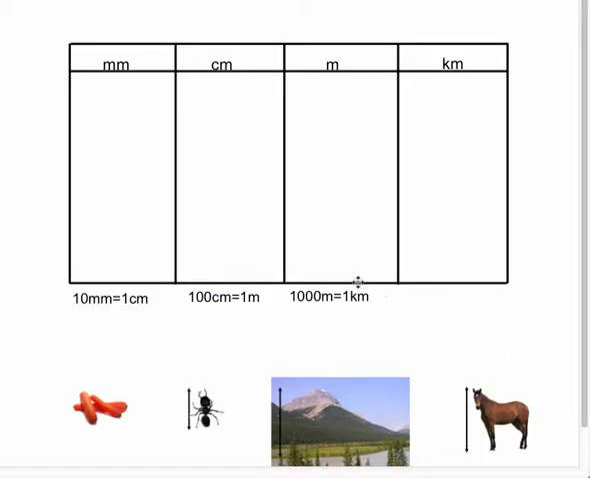We're going to sort some objects that we've seen before, and we're going to decide the best place to put them. Thinking about these carrots, what would I use to measure carrots? Would I use millimeter, centimeter, meter, or kilometer? Carrots would best be measured with centimeters.